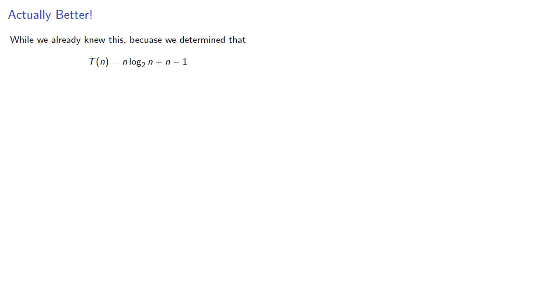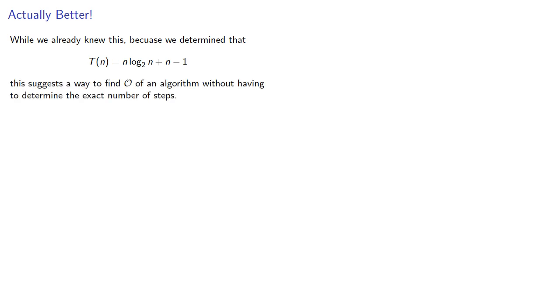Now, while we already knew this because earlier we determined that T(n) was actually n log n to base 2 plus n minus 1, this suggests a way to find the big O of an algorithm without having to determine the exact number of steps. We'll take a closer look at that next.